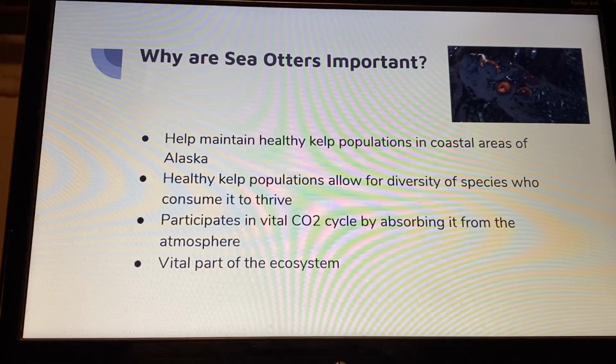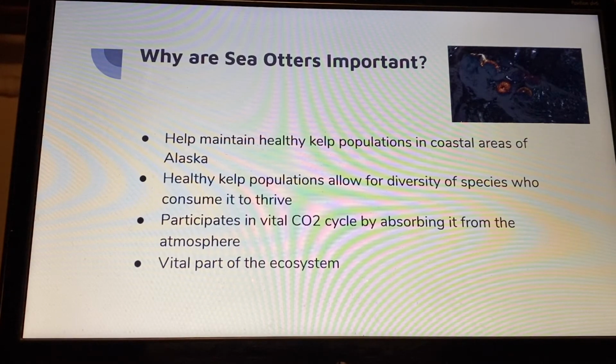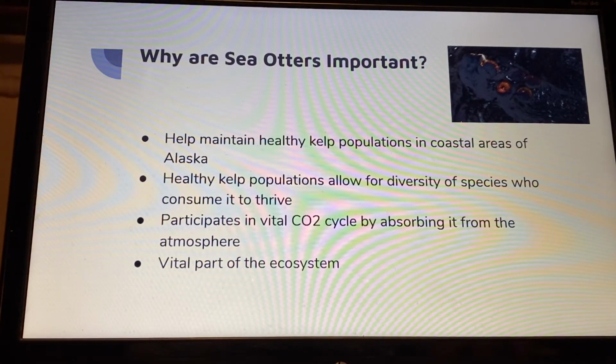We covered this a little bit, but why are sea otters important? They basically help maintain healthy kelp populations in coastal areas of Alaska. And these healthy kelp populations allow for a large diversity of species in the ecosystem. And also the kelp is pretty vital in the carbon cycle, as it absorbs CO2 from the environment and releases breathable oxygen.